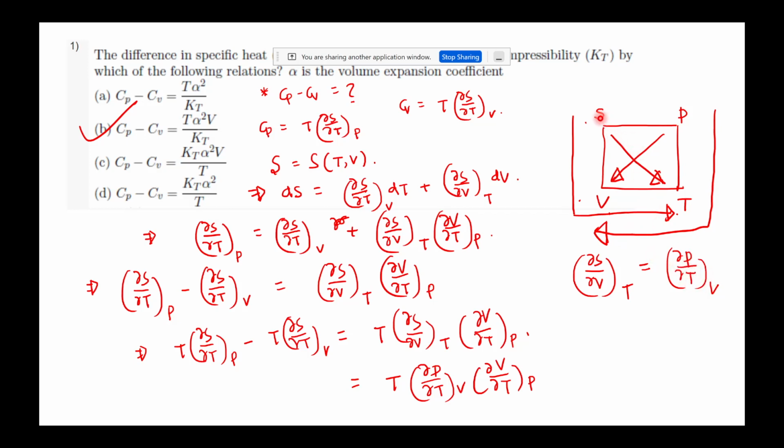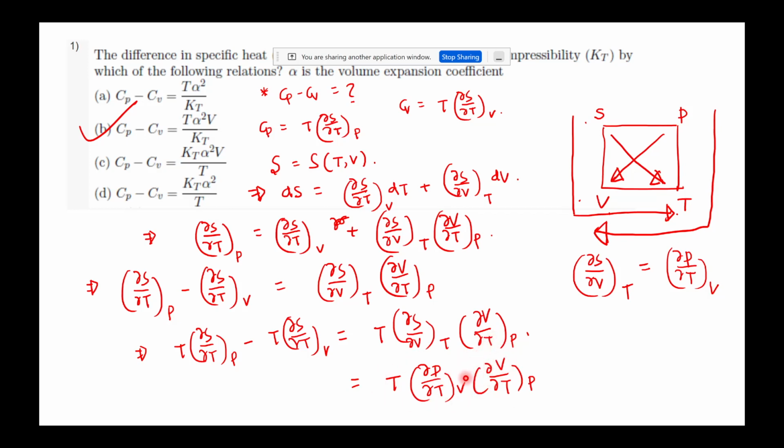Since from here to here the arrows are in the same direction, that is downward, there will be no minus sign. If it so happens that one direction is upwards and the other is downward, then there will be a minus sign. That is the way to read it. That's why del S del V at constant T can be written as del P del T at constant V. So this is Cp, this is Cv. So Cp minus Cv becomes T del P del T at constant V times del V del T at constant P. Remember this expression, it will also be useful next time.